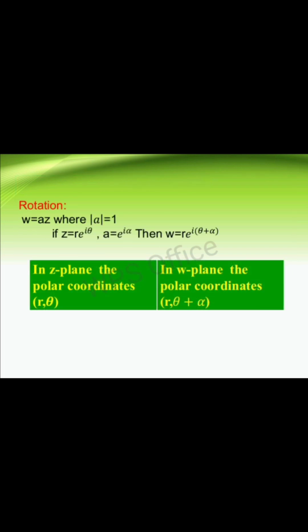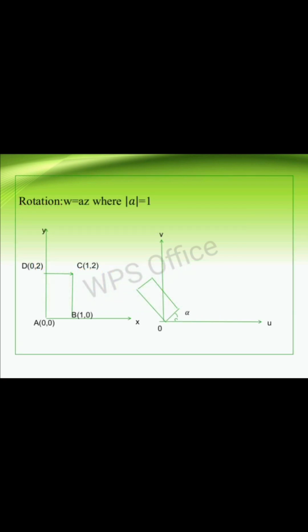Next, rotation. Rotation means w equal to az, where modulus of a equal to 1. Take a equal to i. Modulus of i is 1, therefore modulus of a equal to 1. W equal to az means i into x plus iy. What is that value? Ix minus y, since i square value is minus 1. Therefore w is ix minus y. The real part is minus y, the imaginary part is x. The point x, y in the z plane has the image point w equal to minus y comma x. So x, y is changed to minus y comma x in the w plane.